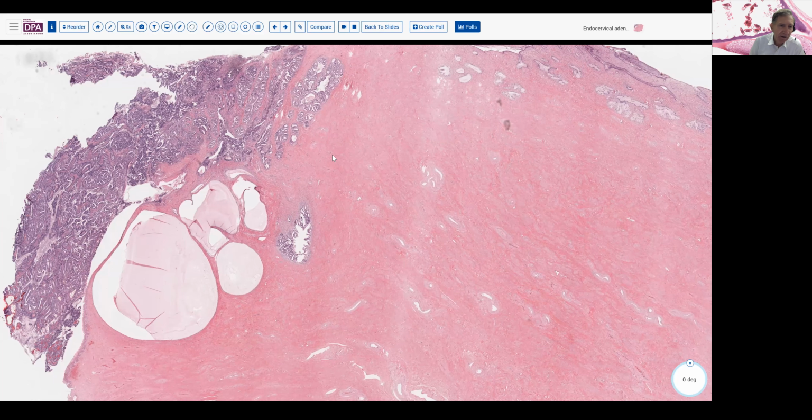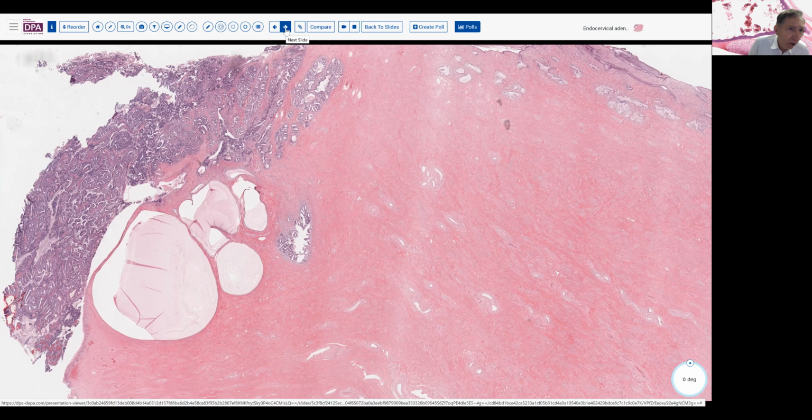Because if you have a middle or deeper third invasive endocervical adenocarcinoma, you really need to do a radical hysterectomy in these patients. So understanding that distinction in terms of surgical management, understanding the pitfalls with this disease and the different invasive patterns, is very important to proper patient management.